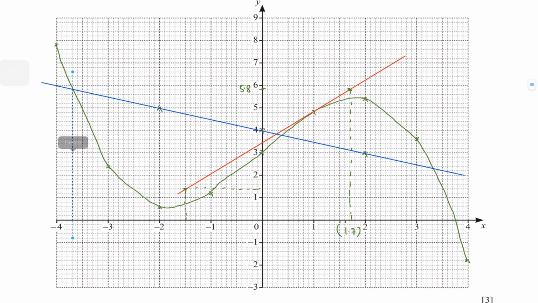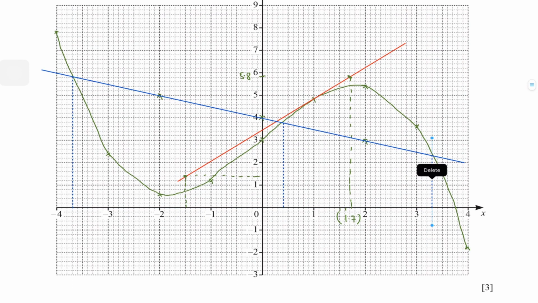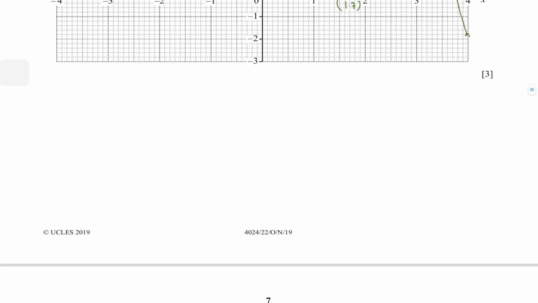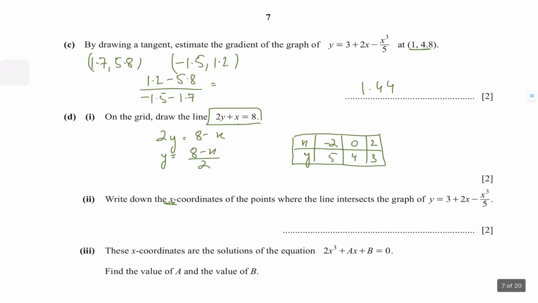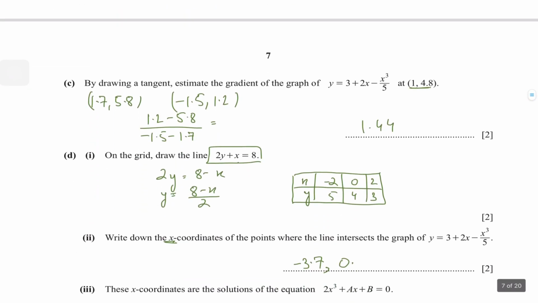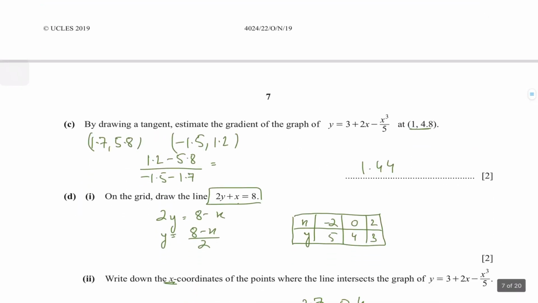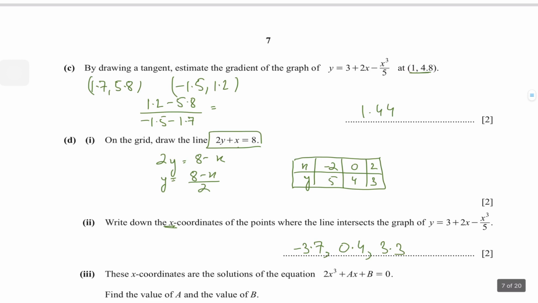Okay, we'll write that shortly. Here's another. This is going to be 0.4. And here's the third. This is going to be 3.3. Okay, so let's write them down. Minus 3.7, comma, the other was 0.4, and then we had 3.3. Okay, so that's pretty accurate. But remember there's always a small margin of error.